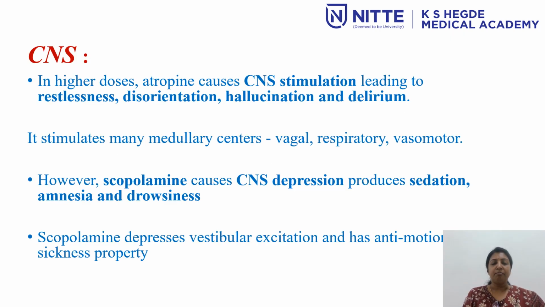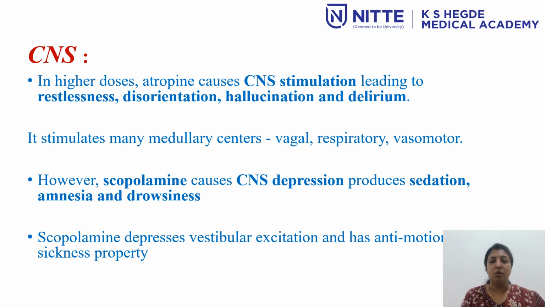In the CNS, we'll be discussing the pharmacological action with atropine as a prototype drug. In high doses, atropine can cause CNS stimulation. It can lead to restlessness, delirium, hallucination, and disorientation. And it can stimulate many medullary centers, the vagal center, respiratory, and vasomotor center.